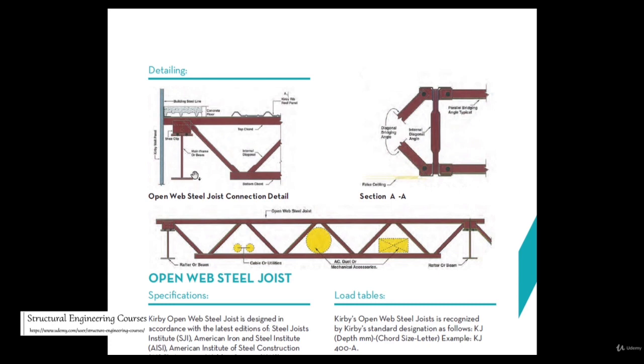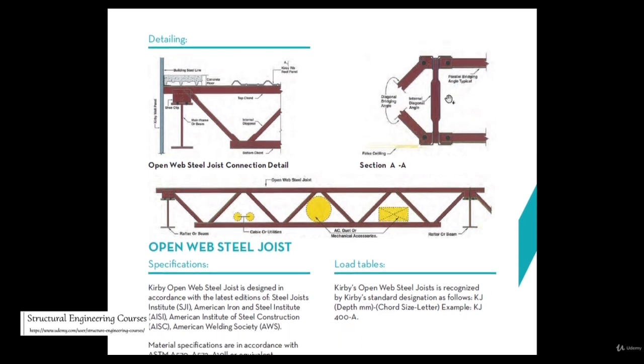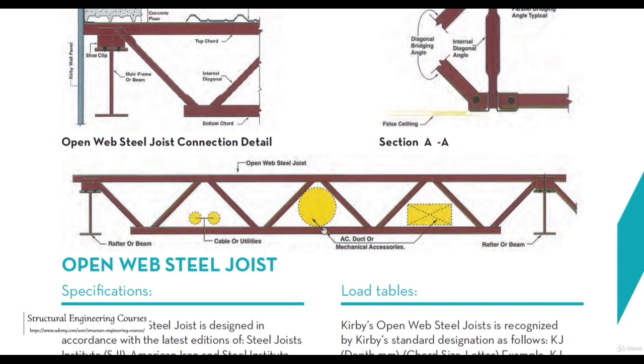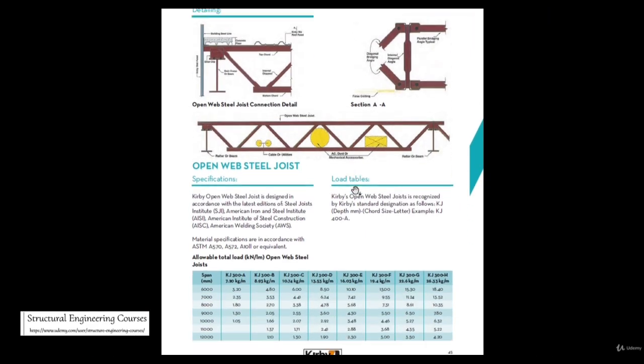This is basically the main frame, and this is the arrangement with which we join the steel joist to the main frame with the help of this shoe clip. And the advantage of this steel joist is that we can reduce a lot of steel. In addition, we can easily pass the services also.